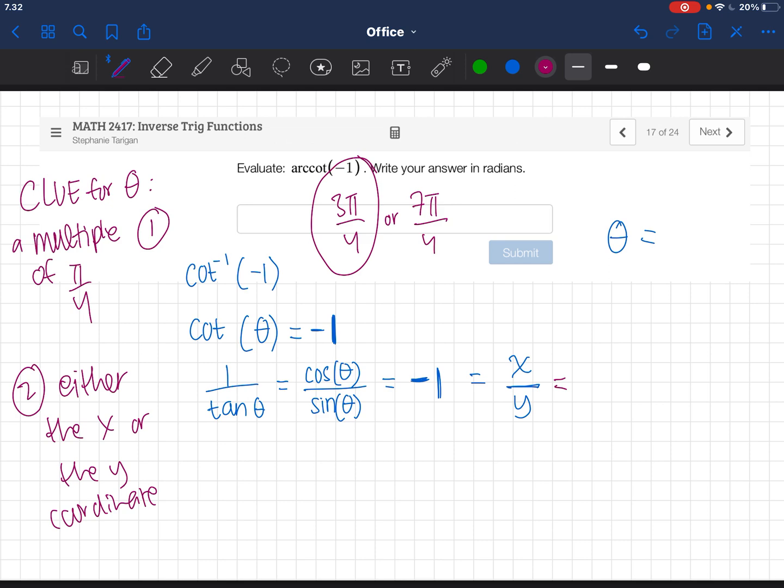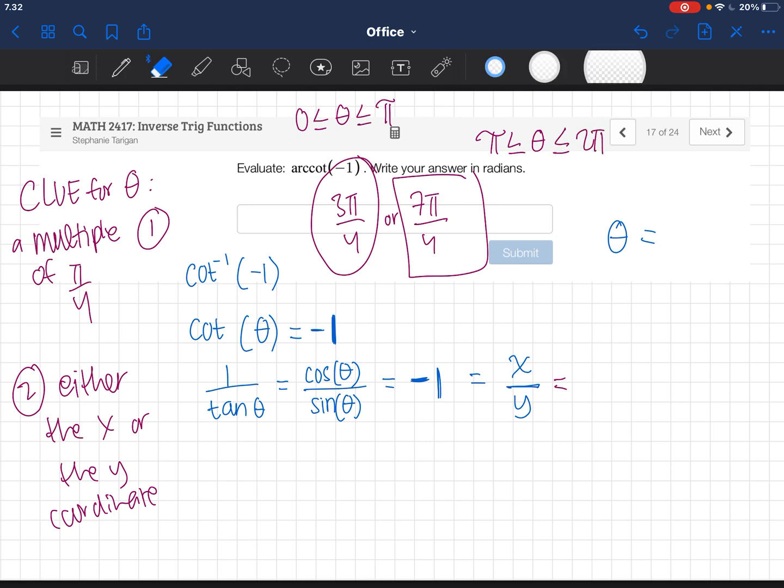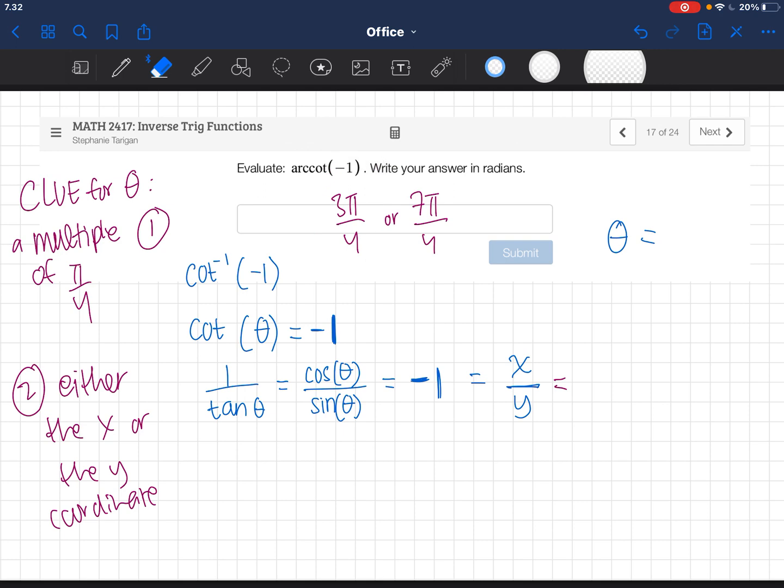It would only be this if I restricted theta between 0 and pi. It would only be this if I restricted it from pi to 2 pi. But again, I didn't restrict anything, so you could write this or that, and again, or the multiples of it. All right, that's about it. And stay tuned for the second part.